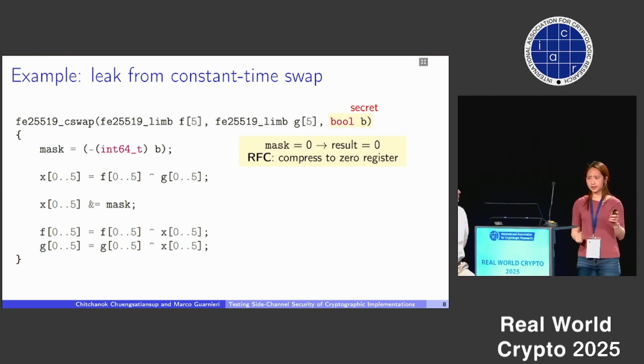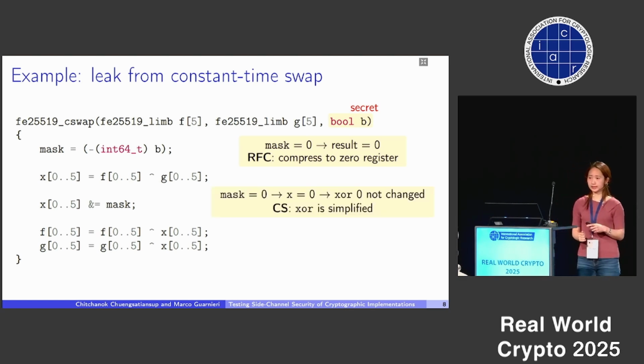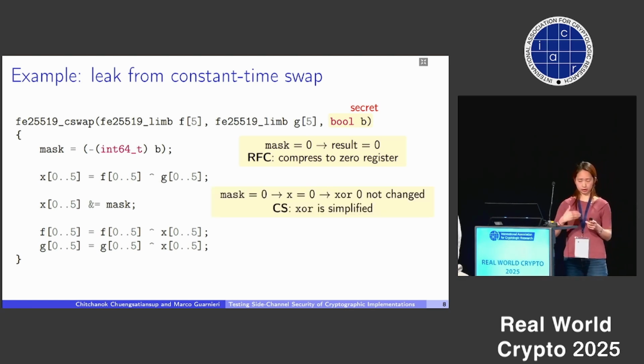The first part comes from register file compression. Why? Because if mask is 0, then if you AND with 0, the result will be 0, and then it is compressed into the 0 register. And that's not the end. There's another leak that comes from computation simplification. If mask is 0, again XOR with 0, then the value will not change. Then the computation can be simplified because it doesn't do anything. So XOR can be simplified.